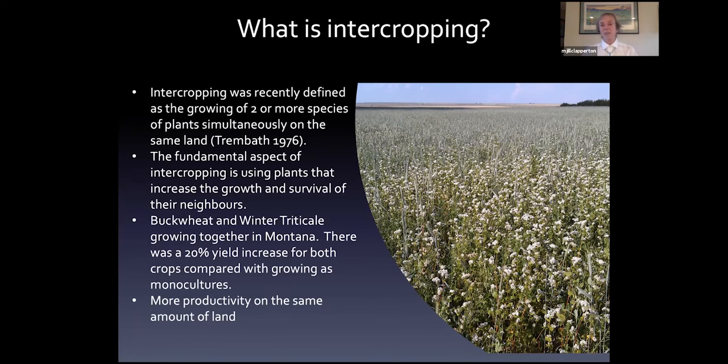In this case, we have buckwheat and winter triticale, and sometimes they out yield each other. So even though we have only half of the amount of seed of triticale and half the amount of seed of buckwheat, they yielded more than they would if we'd had a full field. This is something we don't always understand, but we know that plants have a lot of synergy between them. And when we pick well, we actually out yield.